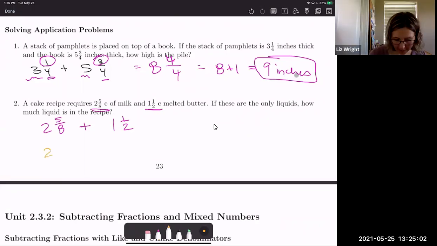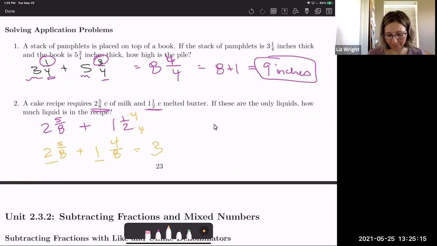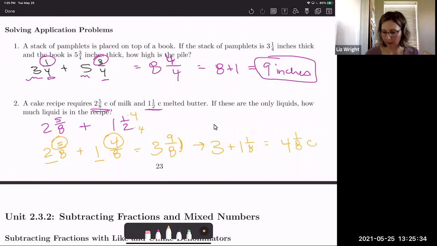So I know that my denominator is going to be 8, and I'm going to rewrite this as 1 4/8, so times 4 times 4. So then I'm going to get 2 and 1 is 3, and 5 and 4 is 9/8. And this is an improper fraction, so I've got to fix that. So this is going to be 3 plus 1 1/8, which is going to give me 4 1/8 cup of liquid. So 4 1/8 cup of liquid ingredients should be our right answer for that one.